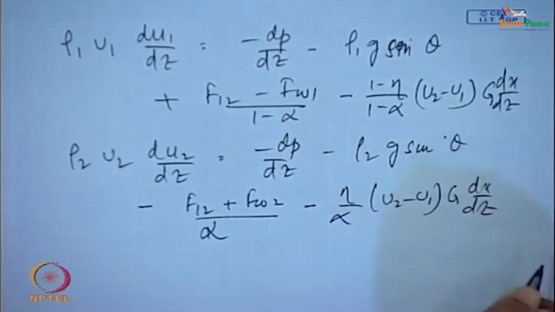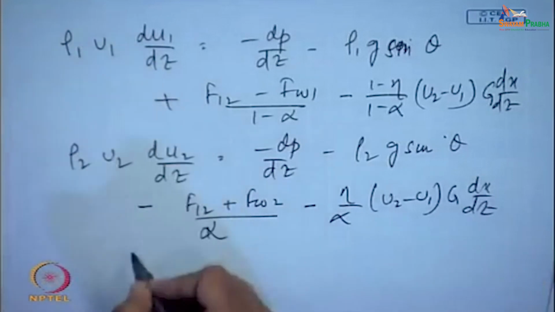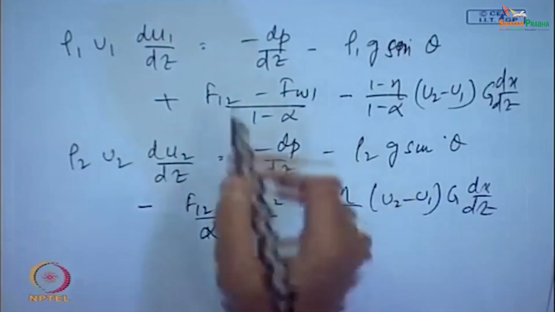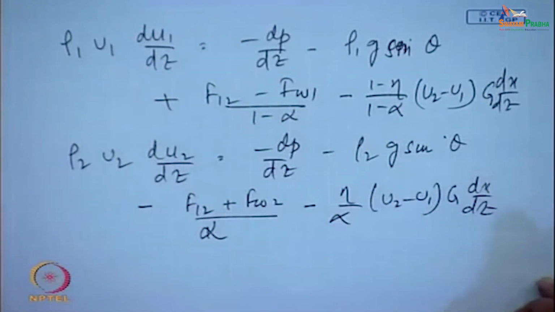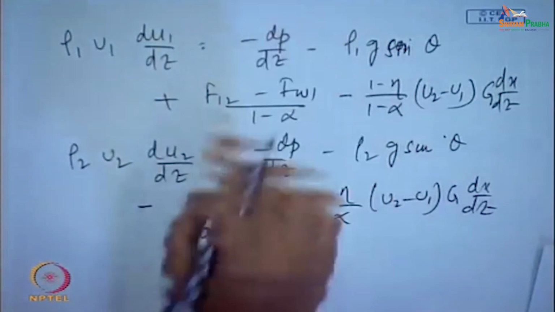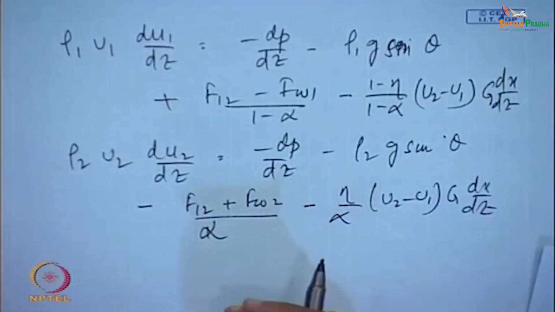Now, just as I discussed in the last class, they can be combined in different ways. You multiply the first one by alpha, the second one by 1 minus alpha, and then you add up the two, you get the mixture momentum equation. And if you subtract one from the other, your dp/dz goes off and you finally get the equation which we had got.